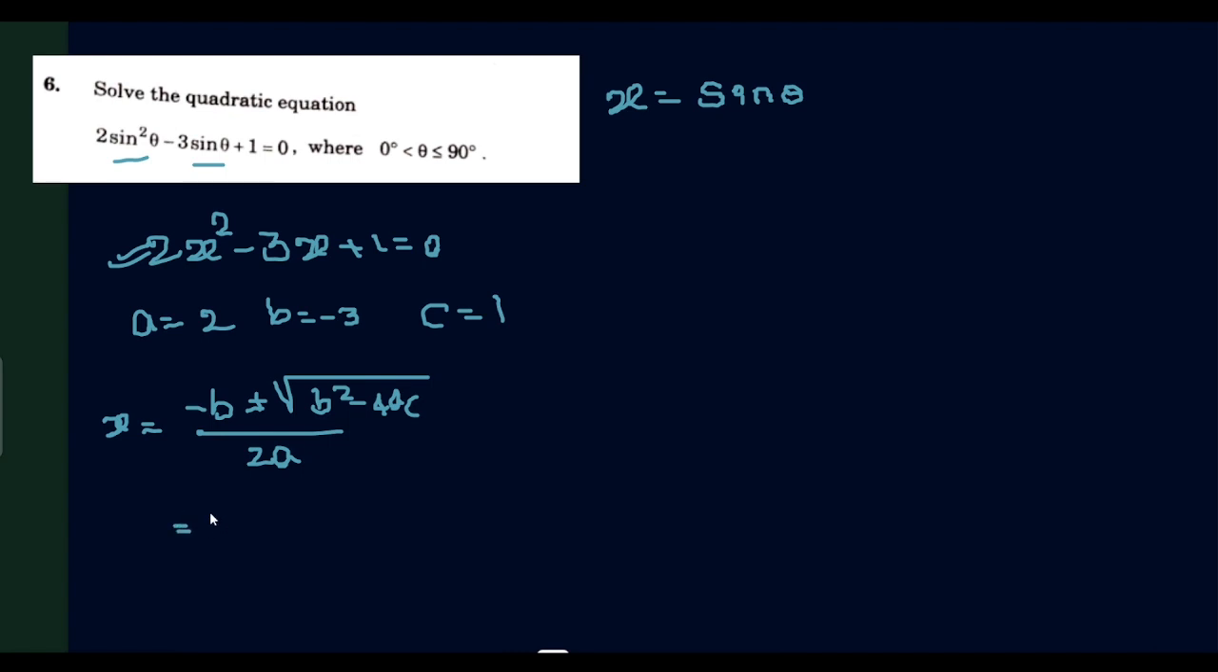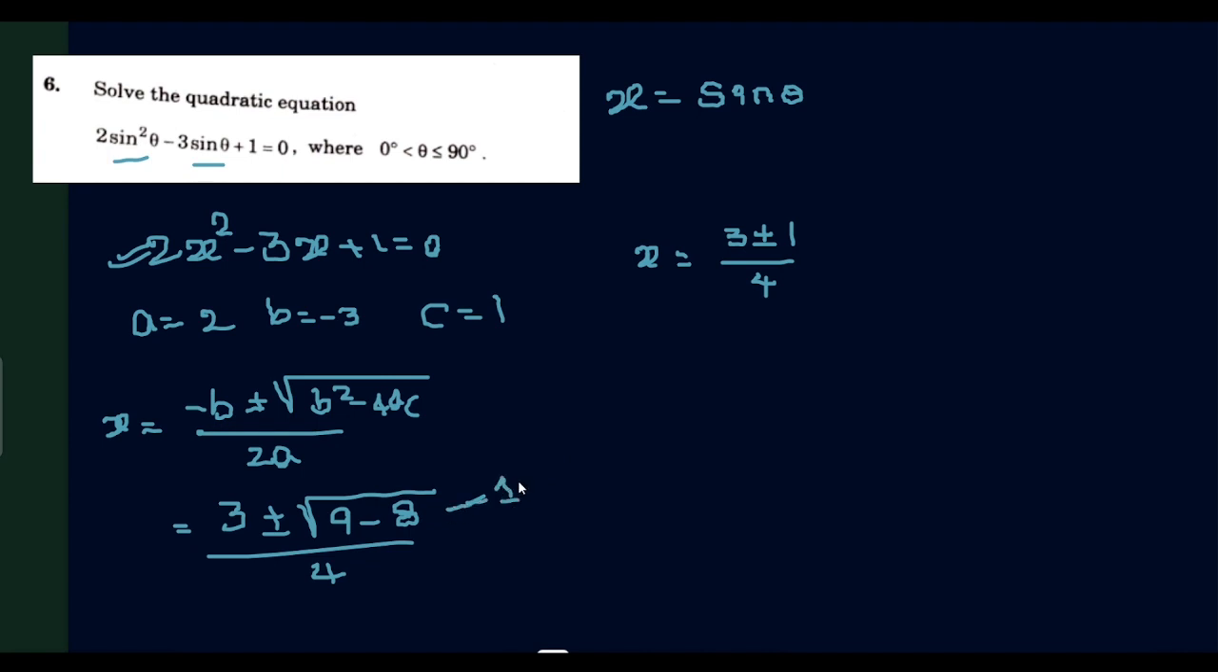So let's substitute these values. Minus b, here b is minus 3, and minus of minus is nothing but 3, plus or minus under root b square, that means minus 3 square, we get plus 9, minus 4 into 2 into 1, it is nothing but 8, by 2 into a, that is 4. Okay, and then we'll get x is equal to 3 plus or minus 1 by 4. Why is it 1? Because here 9 minus 8 is nothing but 1, and under root 1 is anyway 1, right? But here we have plus or minus, right?